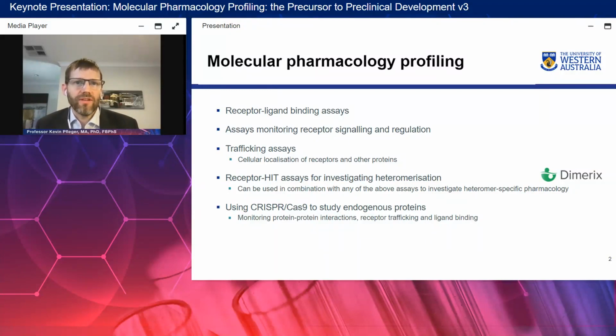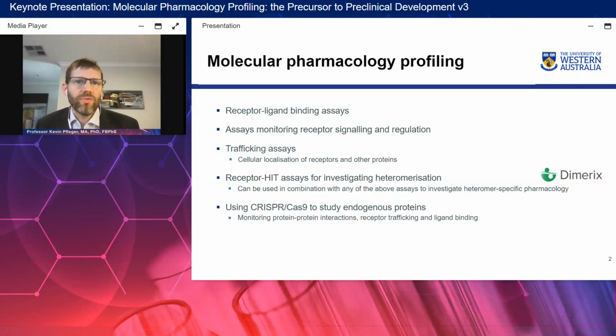Often these receptors don't work in isolation. In fact, very rarely. They work in large multi-molecular complexes. And technologies such as Receptor-HIT, the Receptor-Heteromer Investigation Technology from Dimerix, can actually look at these complexes, investigate heteromerization, and understand how we can have heteromer-specific pharmacology.